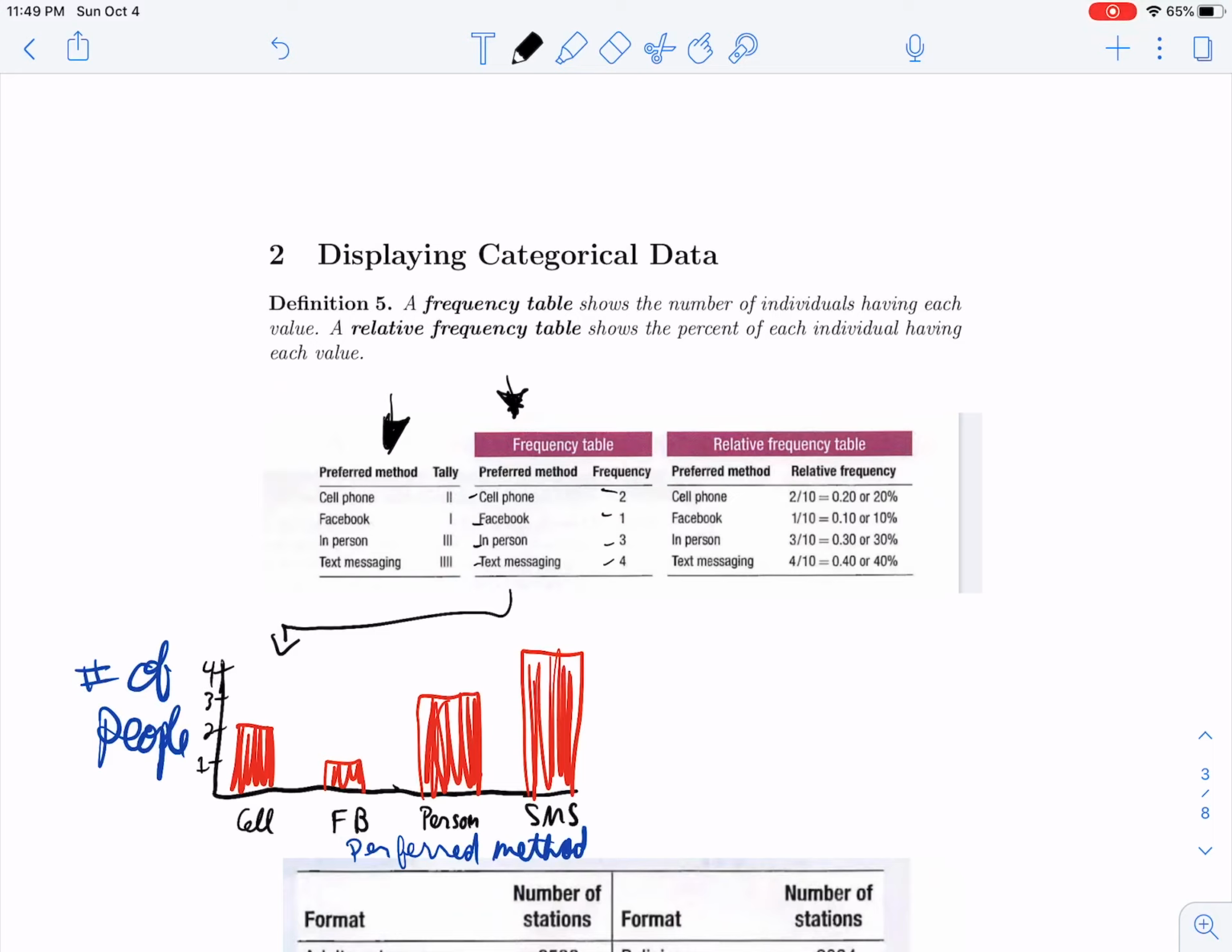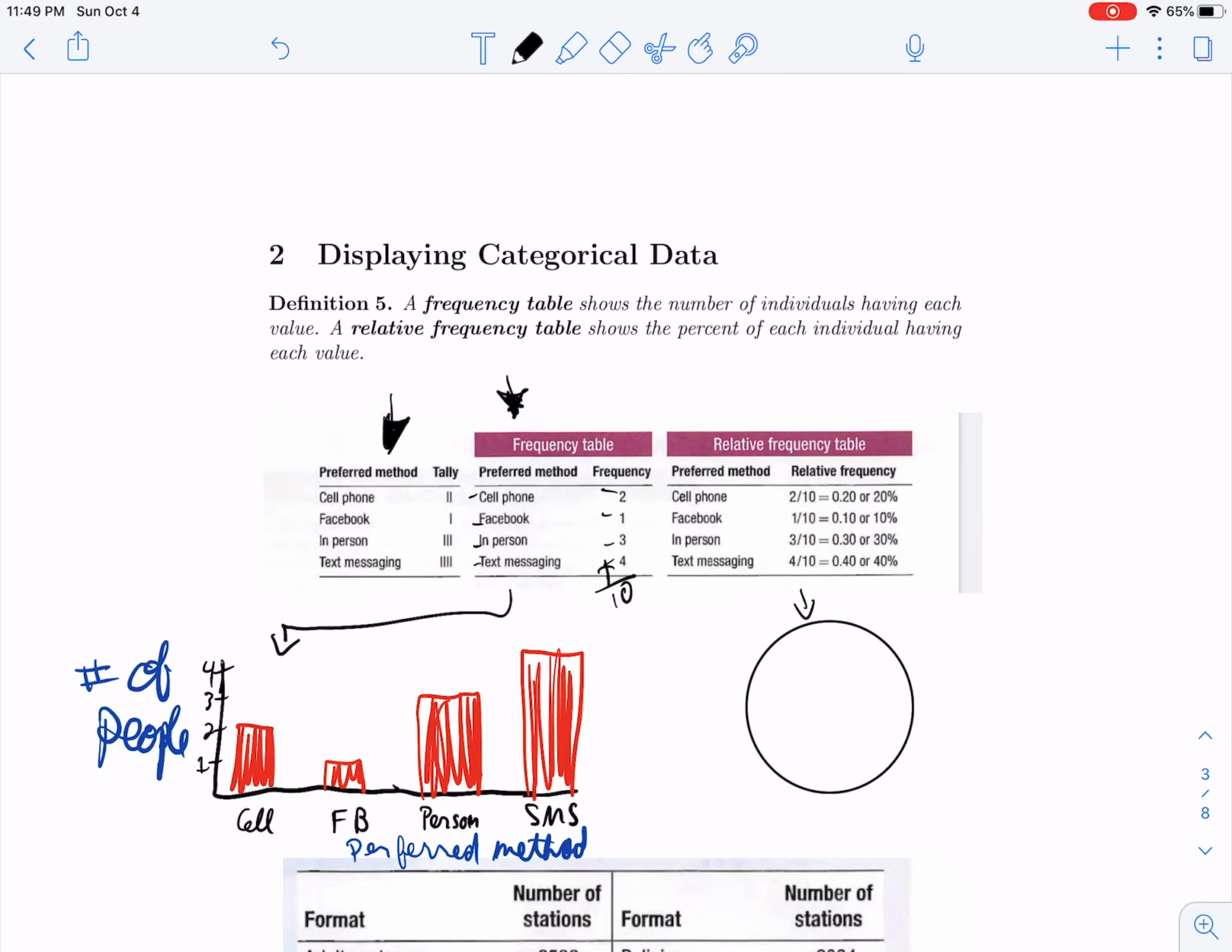So we make things called relative frequency tables, right? And the way to make a relative frequency table is you just take your frequency table and you divide by the total number of responses. Here, if we add all these numbers up, we get 10. So we just divide by 10 responses here and we get a relative frequency table. What can we do with a relative frequency table? We can make a pie chart.